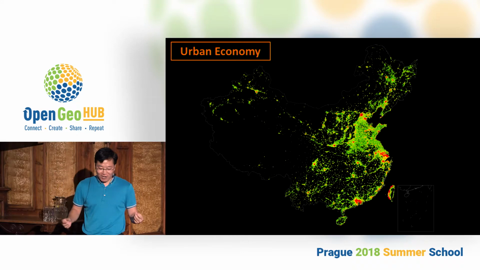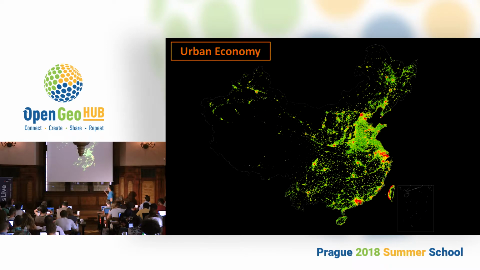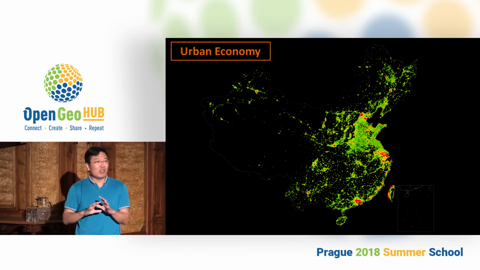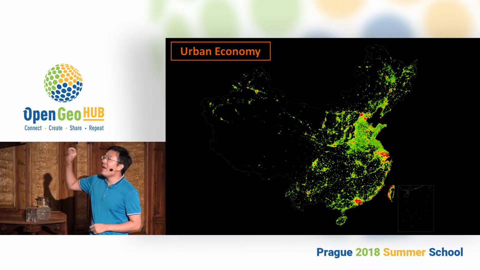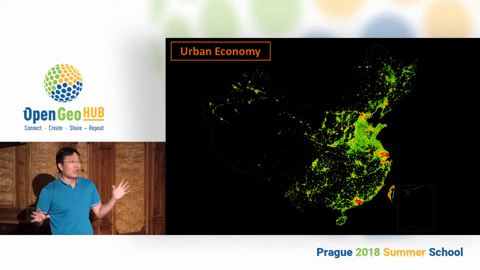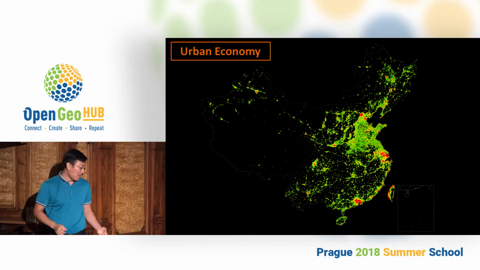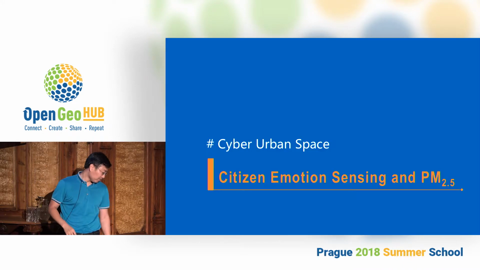The main purpose of my SDG China study is to try to map the SDG indicators at 1 kilometer spatial resolution to measure sustainable development and try to make smart decisions for future planning.